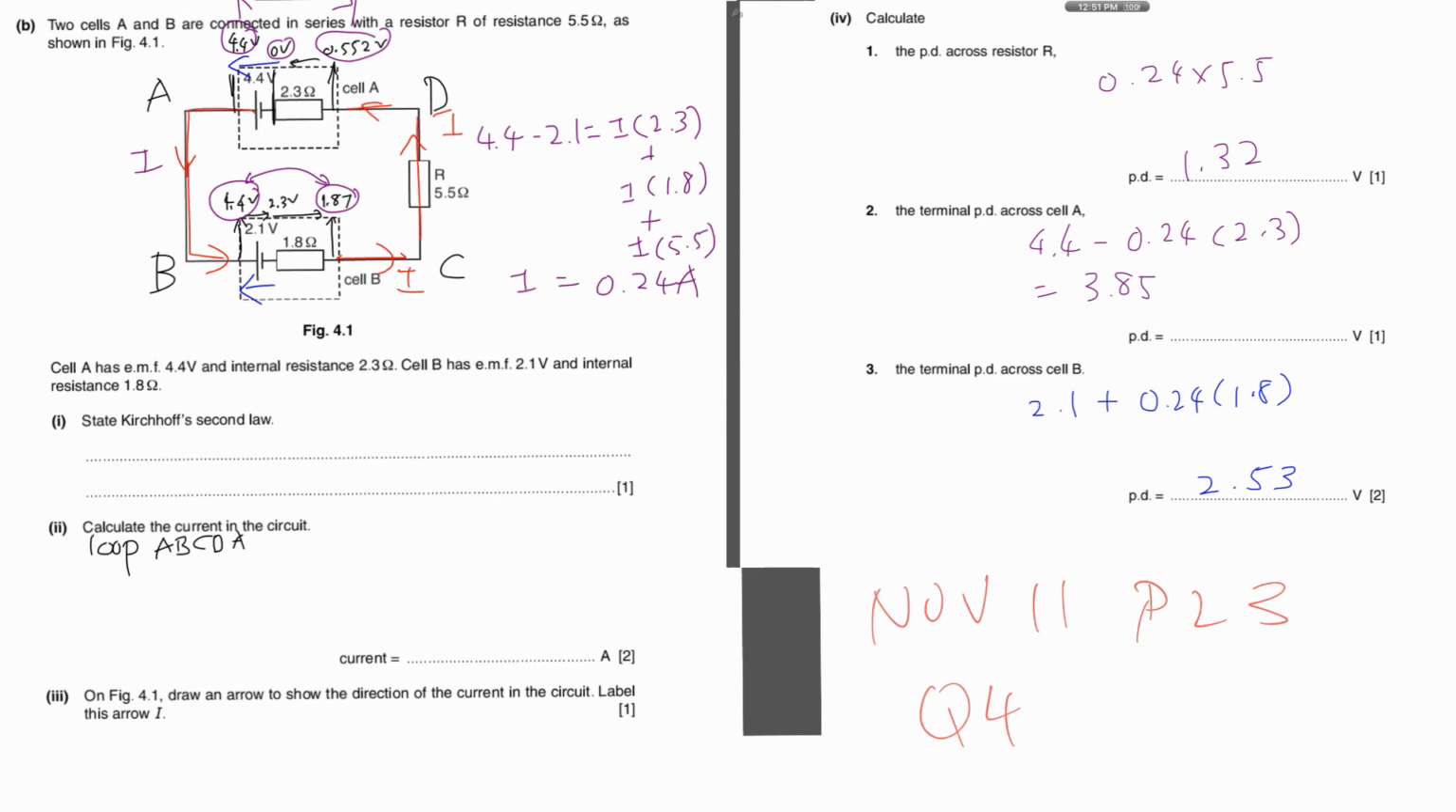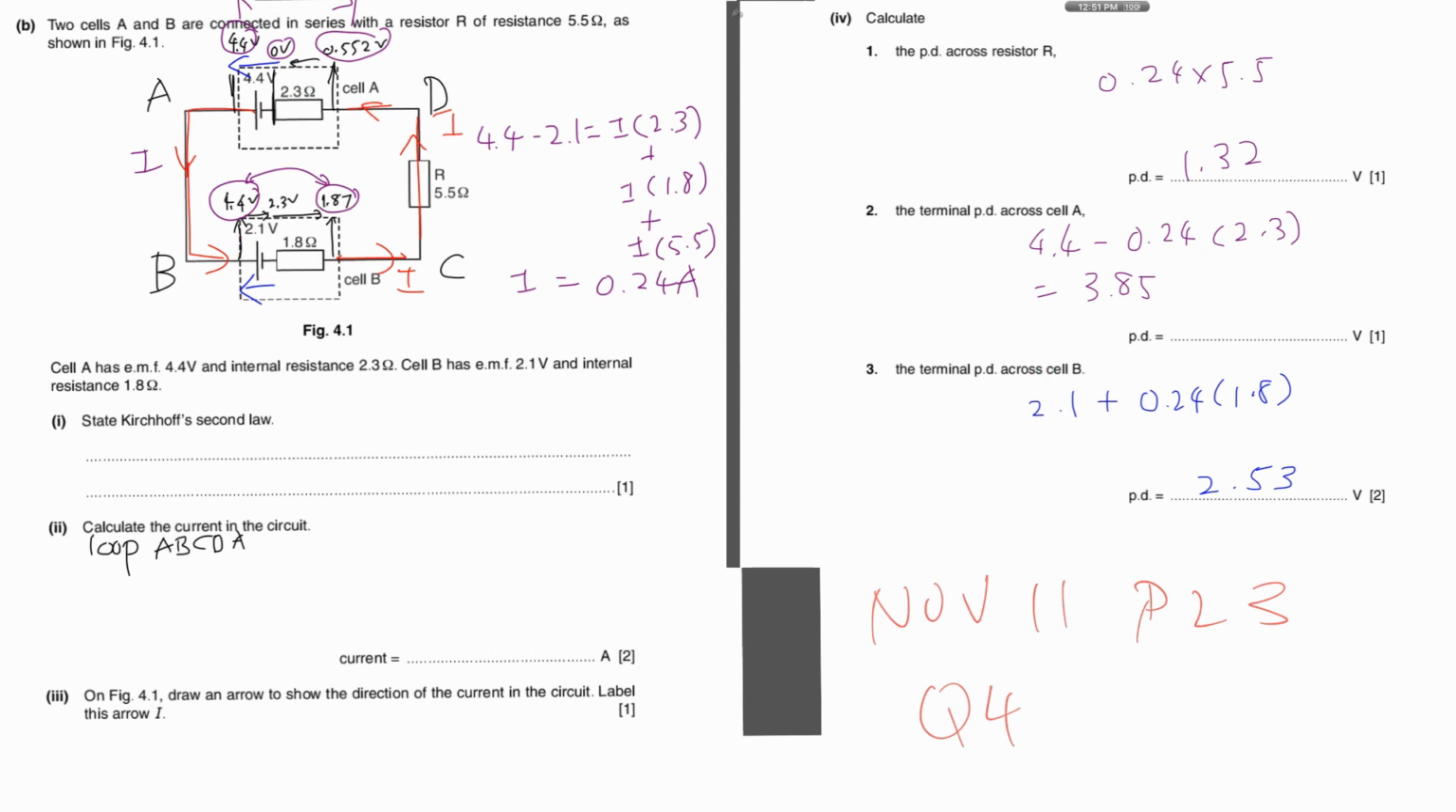So next one, we already did the current. So part 4 here, calculate the PD across resistor R. So what's the PD here? PD is quite straightforward. V equals IR. We know the current, which is 0.24 amperes. We know the resistance, so you just multiply and you will get your PD. Next, you'll talk about terminal PD across cell A, and then terminal PD across cell B.